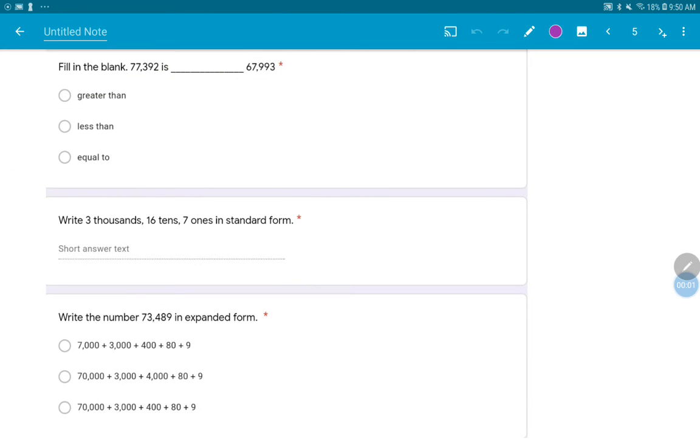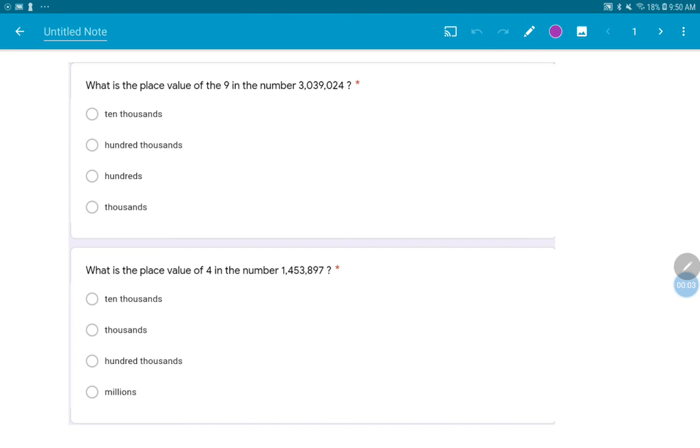Right. Up first on Daily Math today, you need to name the place value of the 9 in the number 3,039,024. So here's the digit 9. What place value is that, Alexis? Thousands. Very good.